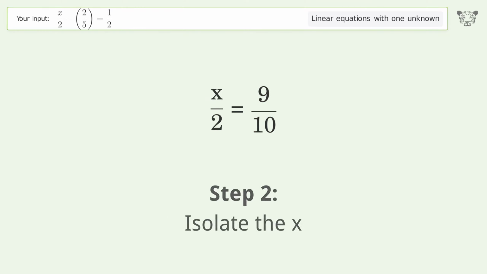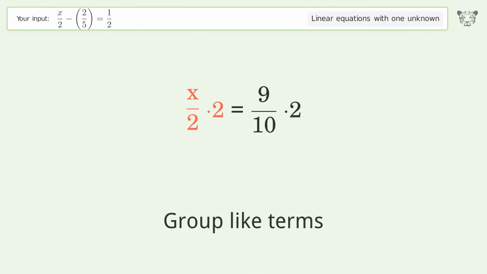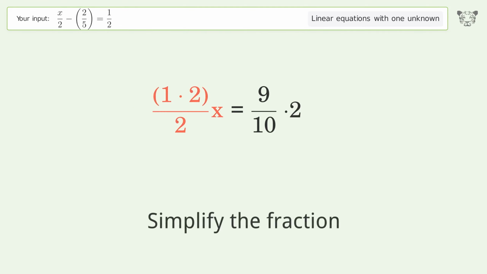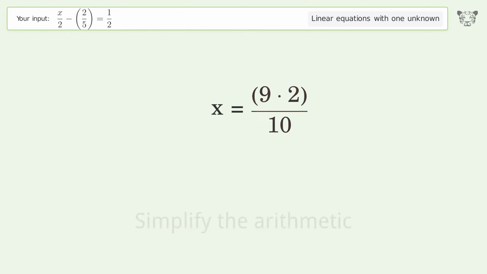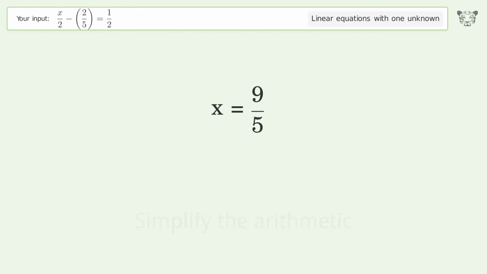Isolate the x. Multiply both sides by 2. Group like terms. Multiply the coefficients. Simplify the fraction. Multiply the fractions. Simplify the arithmetic. And so the final result is x equals 9/5.